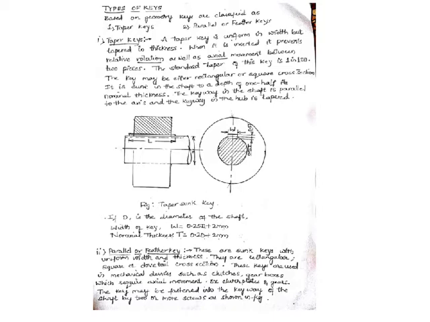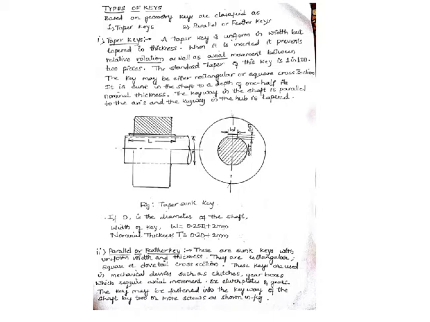Usually the standard taper provided for taper keys is 1 in 100. The key may have cross sections such as rectangular or square. These keys are sunk in the shaft to a depth of half of its nominal thickness. So half of the thickness of the key will be inside the shaft and the other half will be in the hub, which will be the tapered portion. The keyway in the shaft is always parallel to the axis.